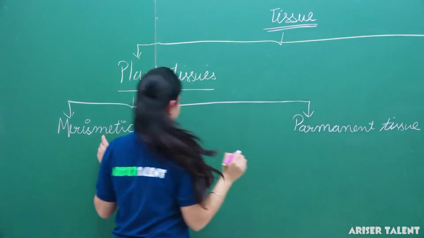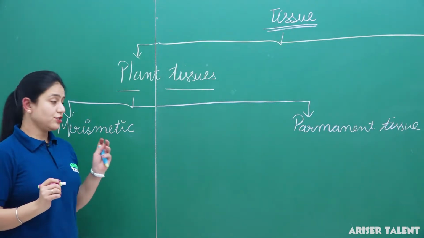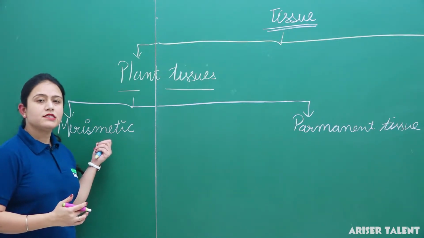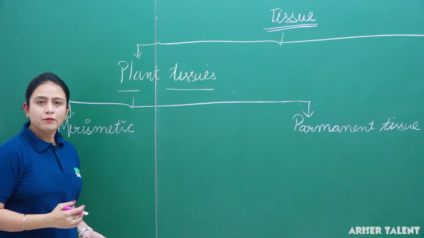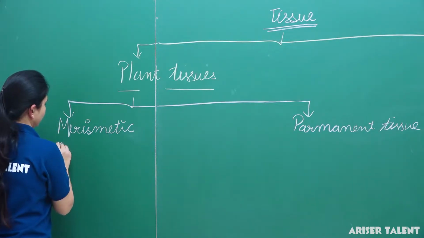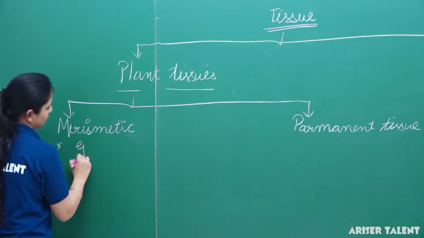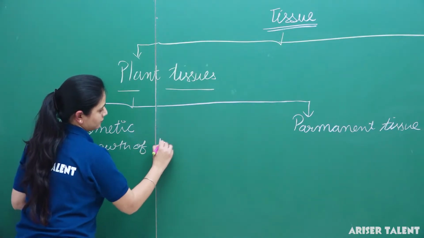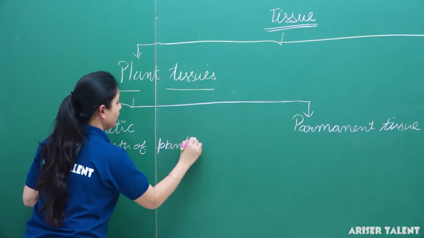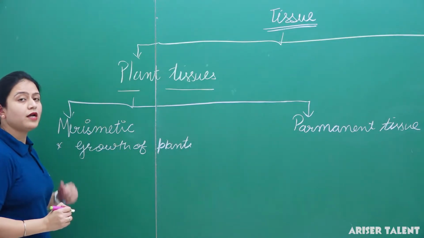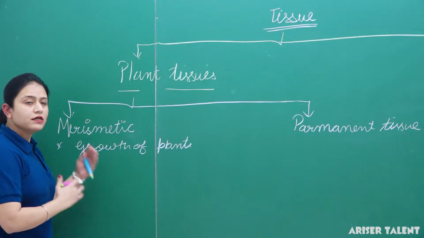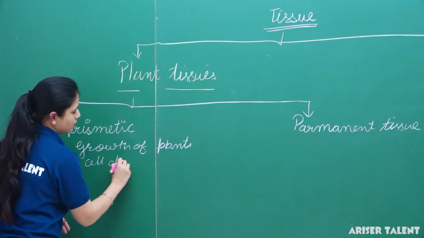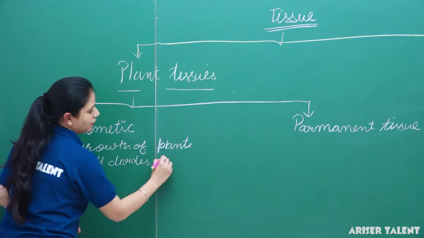What happens in meristematic tissue? In meristematic tissues, cells divide continuously and this is responsible for the growth of the plant. Why is it responsible for the growth of the plant? Because cells divide continuously.